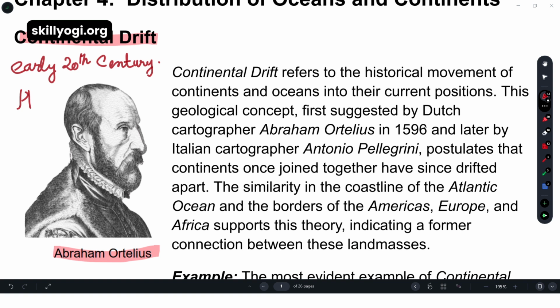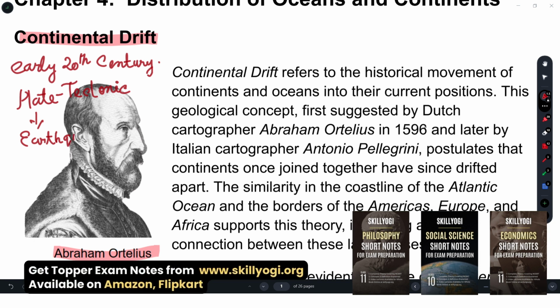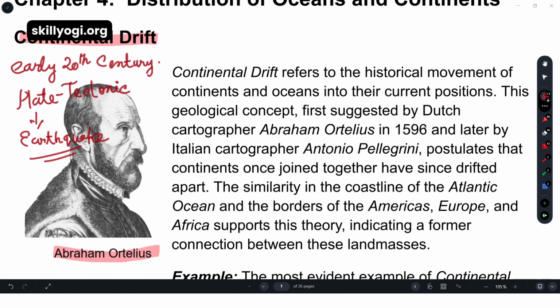theory. The plate tectonics word you have already learned in a previous chapter, which is related to different natural phenomena, also earthquakes. So the reason behind earthquakes or different phenomena is plate tectonics as well as the continental drift theory. Now we will go for the next part, which is written in the note.